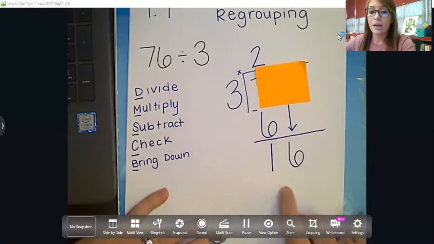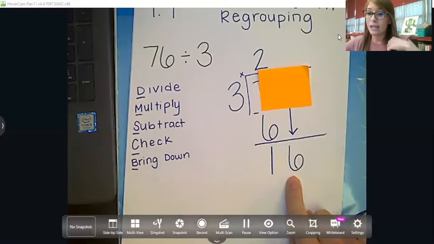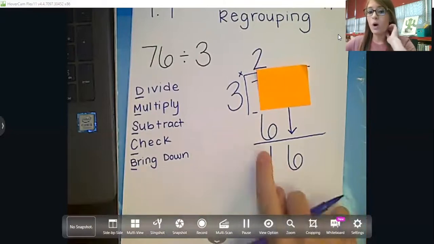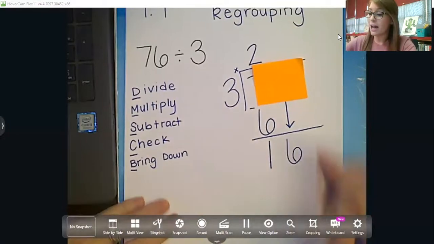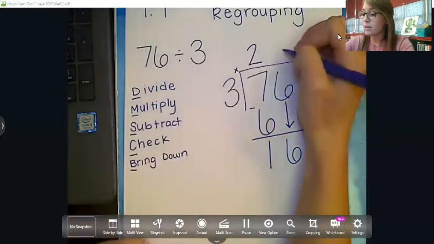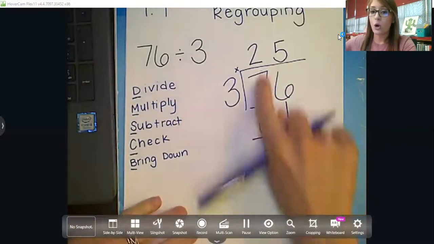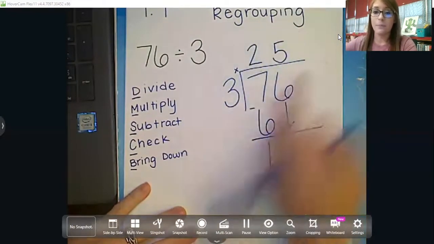Can 3 go into 16? It can. Now, can it go into it evenly? No. But we can go into it and get close to it. So what times 3 can get me close to 16? Very good. 3 times 5 can get me close to 16. So I'm going to put that 5 right back on the roof next to the number, okay? We just go right in order, line them up.